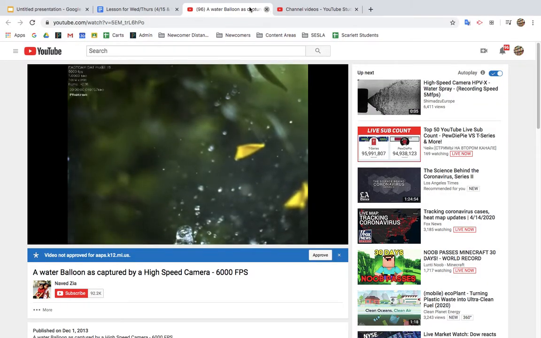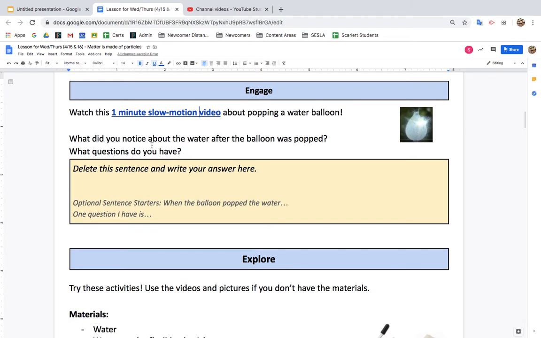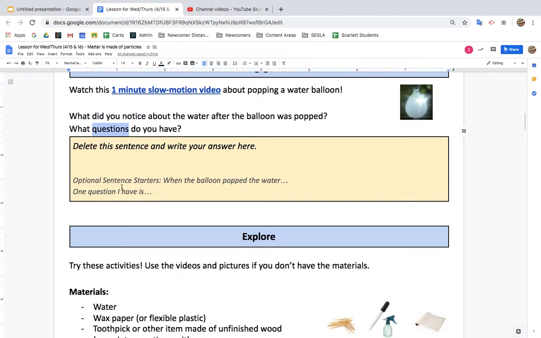Okay, so now that we've watched that video, we can go back to the lesson. What do you notice about the water after the balloon was popped? What questions do you have? Well, I might delete this and say something like, I noticed that after the balloon was popped, the water all stayed together. Some of it went away, but mostly the water stayed in the shape of the balloon. One question I have is, why did the water stay in the shape of the balloon? When you're done writing what you've noticed and a question that you have, let's go to the next part. Remember, you can pause this video if you need more time.